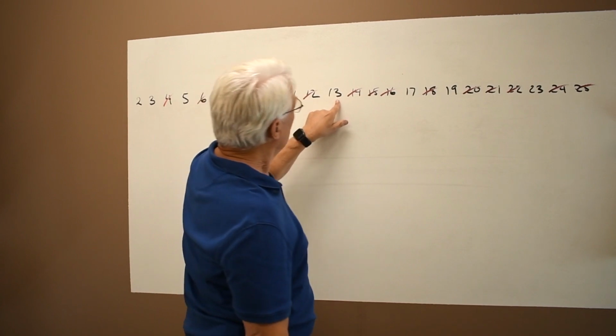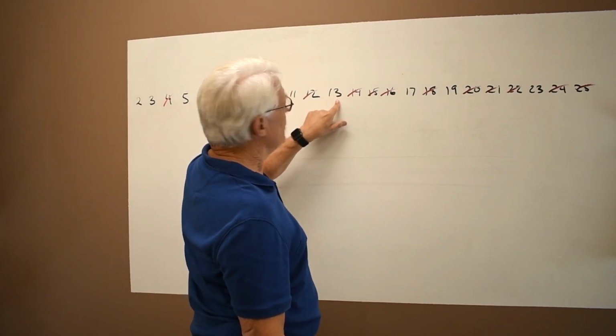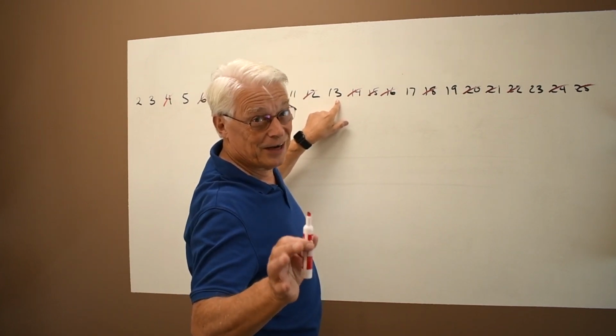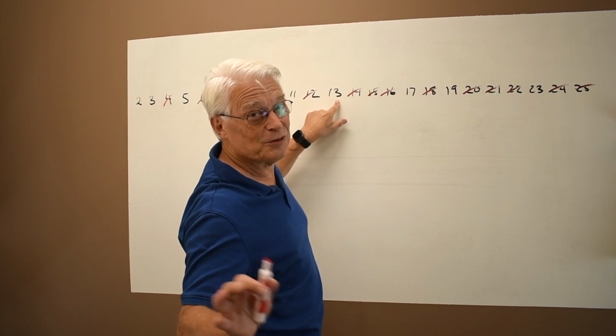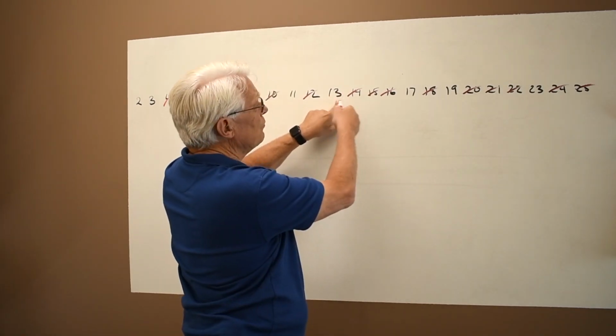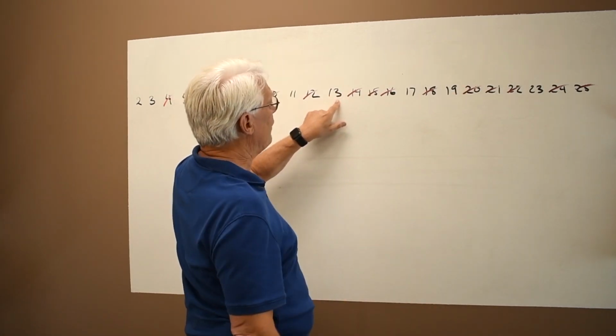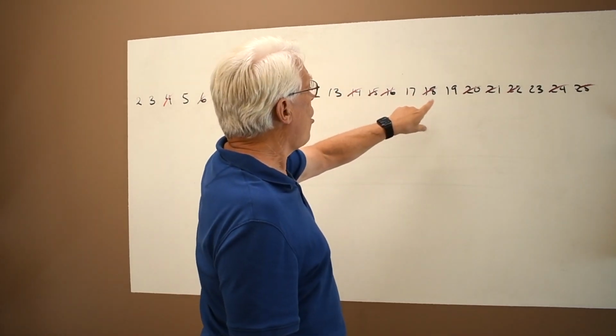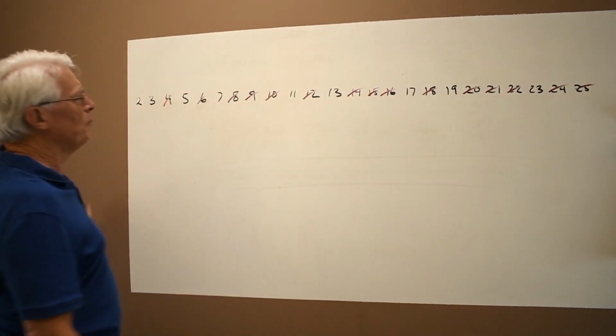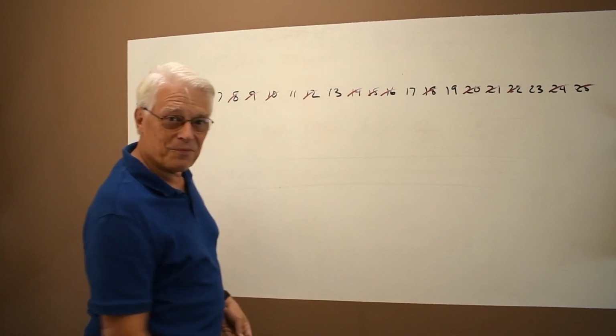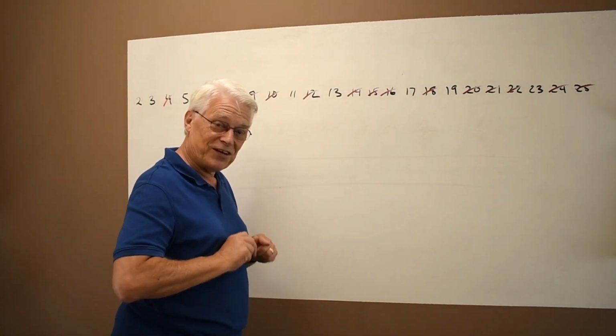All right, 13. Can we wipe out the multiples of 13? You notice a pattern here, by the way, right? We've kind of stopped wiping out multiples, haven't we? 13 would be 26. Well, we don't even go that far. 17. So all the unmarked numbers are prime. That is the sieve of Eratosthenes.